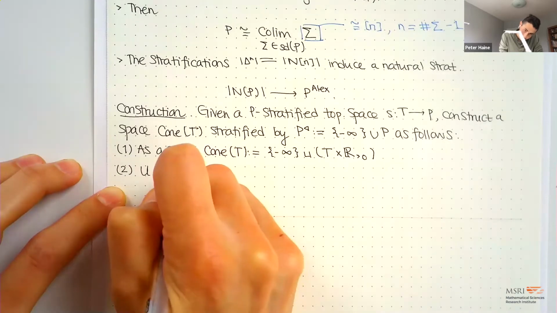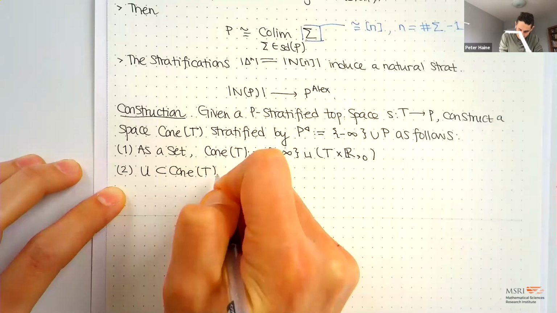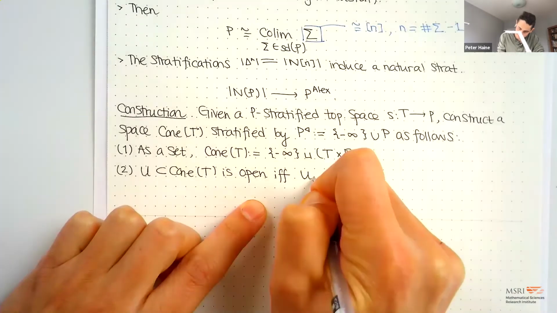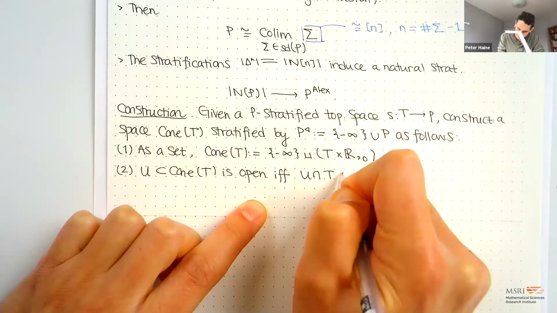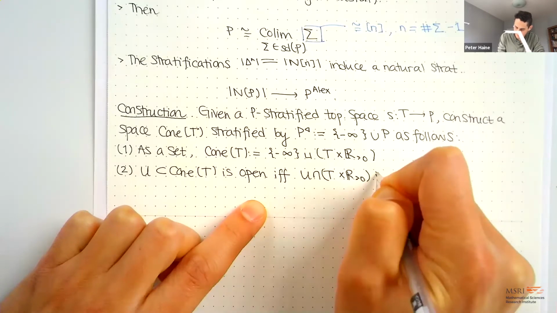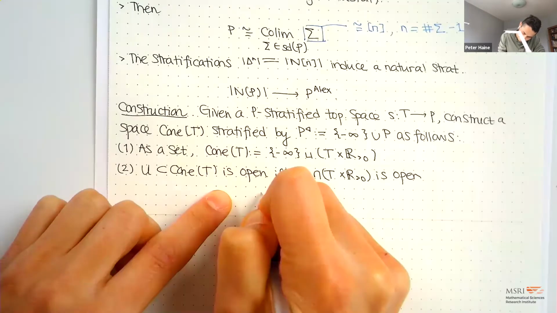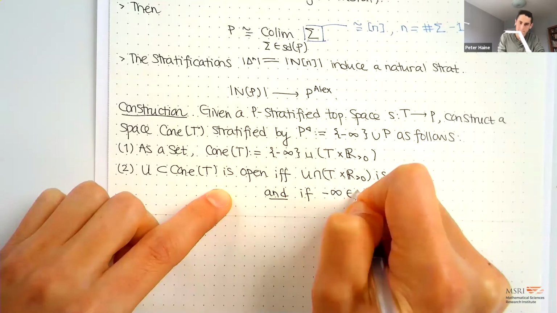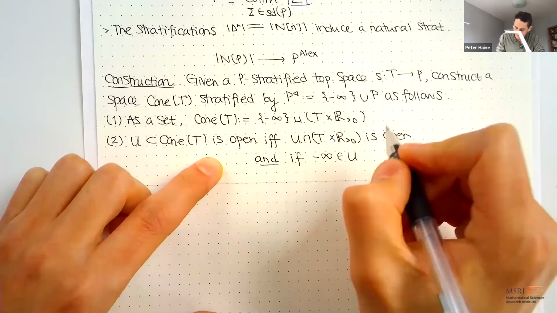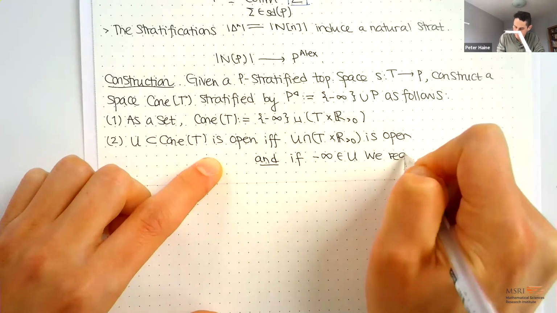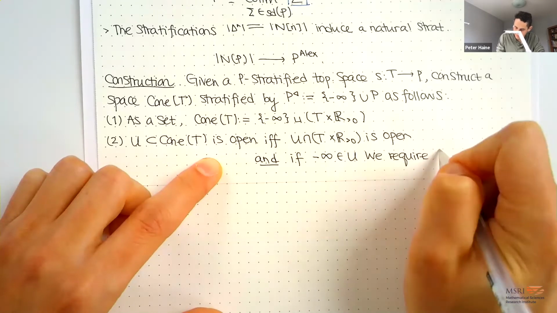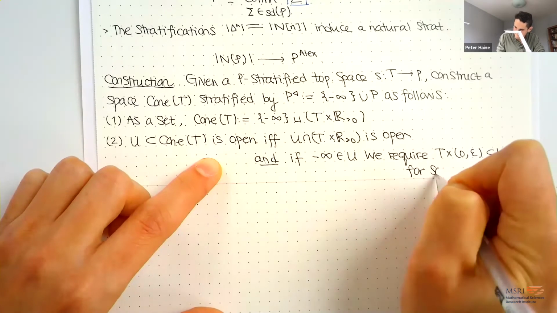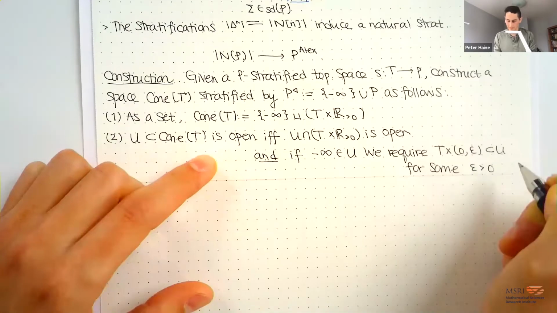So U inside of this set is going to be open if and only if, first, U intersect T cross R greater than or equal to 0 is open, and if U happens to contain this minus infinity, we require that T cross (0, epsilon) is in U for some epsilon greater than 0.